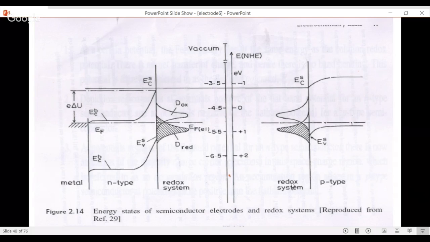Instead of that, we have a p-type semiconductor and the redox system. The picture will be slightly different. That's all. Otherwise, they are the same. We will assume this is the density of states of receiving electrons or the density of states of giving electrons. The same way here also. We will assume, though it is not true, the density of states on the solution side.